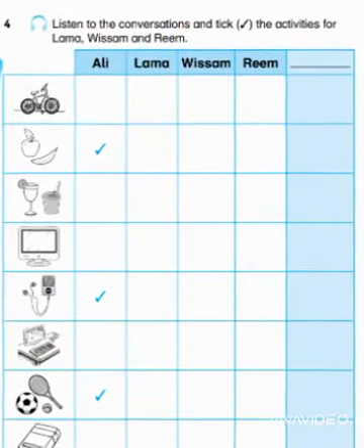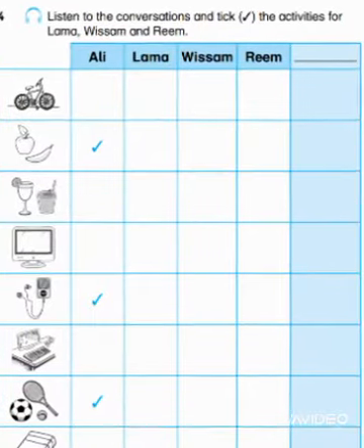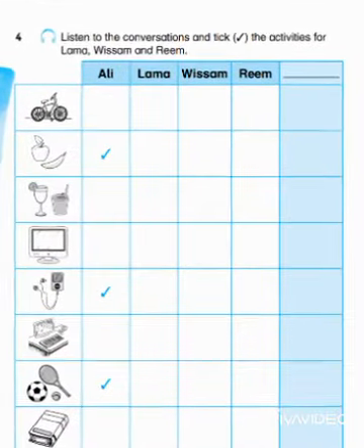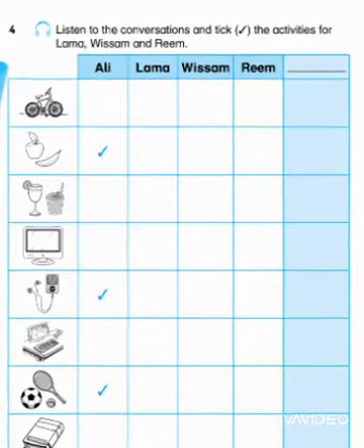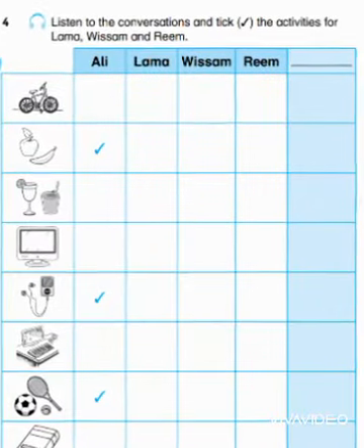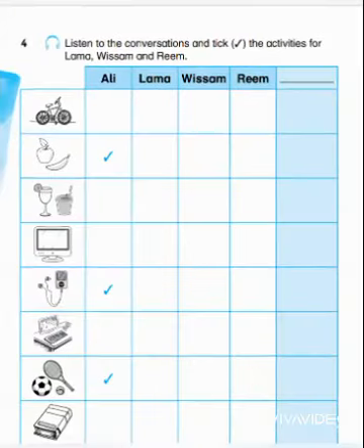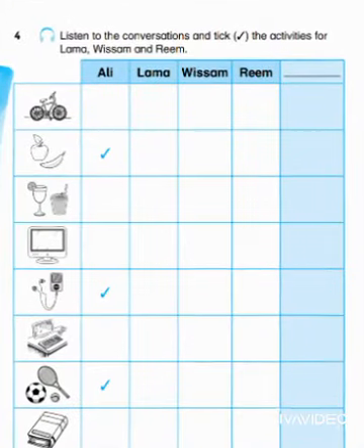4. What does Reem do every day? She drinks cherry juice in the morning. She plays football in the afternoon. And she watches TV at 8:30.